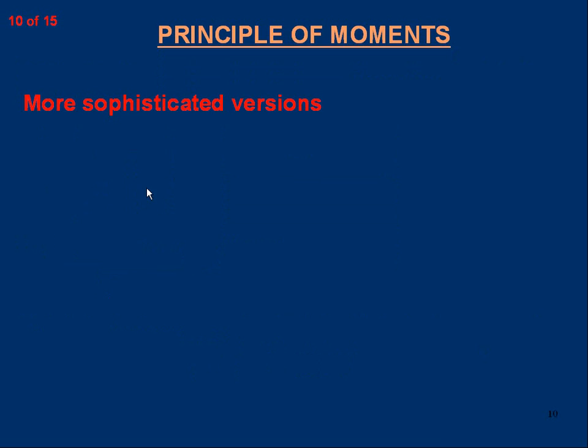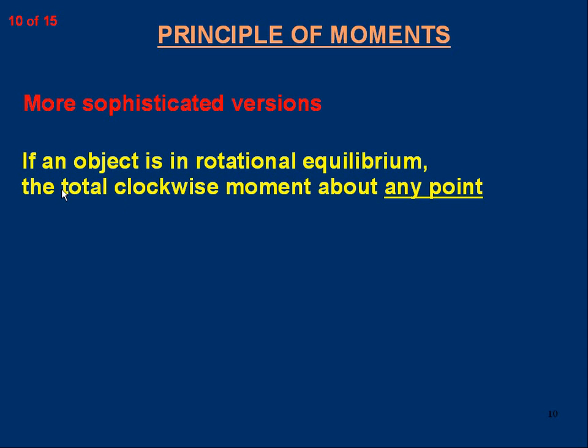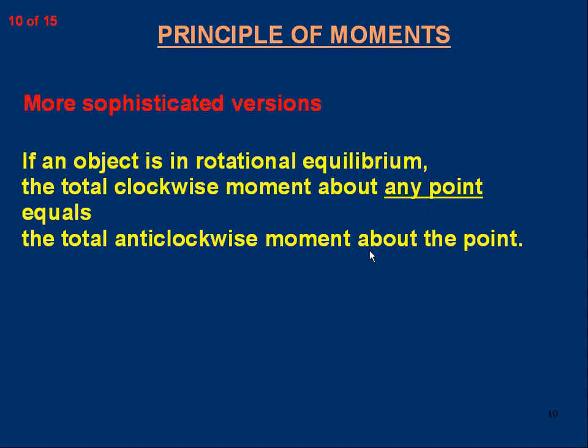Okay, let me give you a better definition of the principle of moments. Two definitions, in fact. First one: if an object is in rotational equilibrium, not rotating in simple terms, the total clockwise moment about any point equals the total anti-clockwise moment about the point. Now, we don't need a definite pivot. We could choose any point we want. If the thing's not rotating, it doesn't matter what point we pick, it's not rotating about that point.